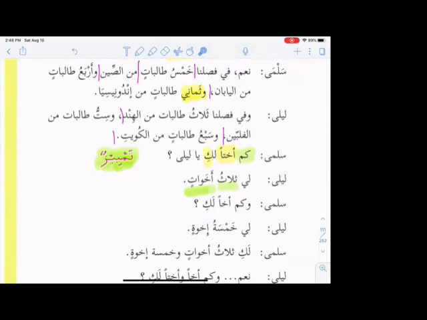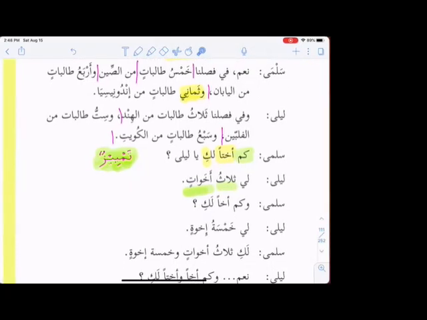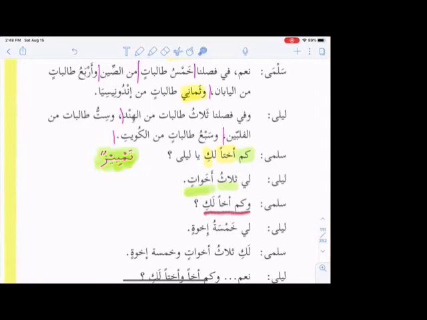Now, here comes the brothers. Kam akhan laki. How many brothers do you have? Same here. Kam akhan. See, this is mansub. This is tamiz. Li. Okay, my brother. Khamsatu ikhwatin. Khamsatu ikhwatin.